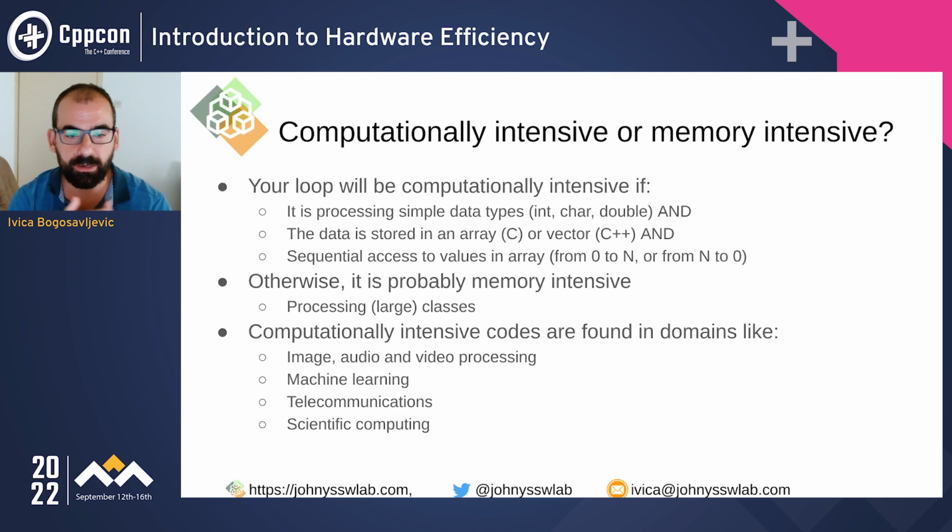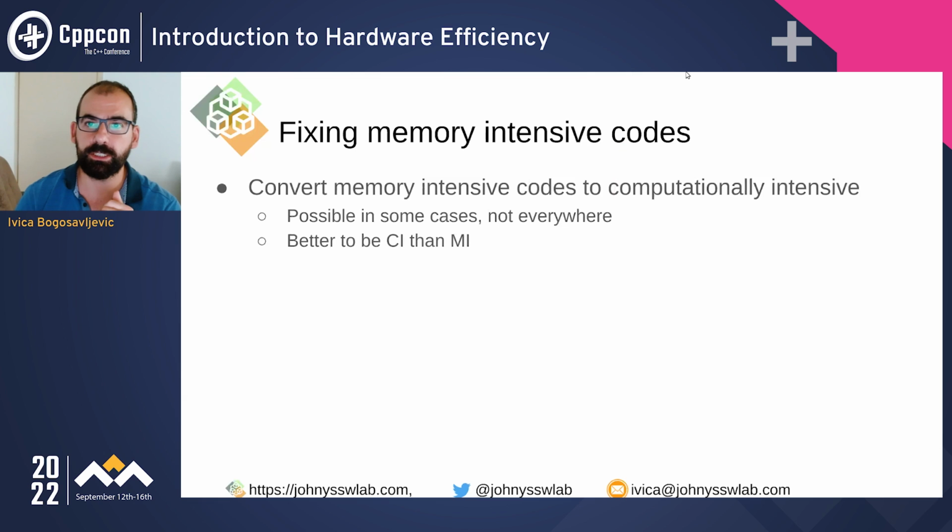Now, computationally intensive codes are not that common when you're actually developing, but the CPU executes them a lot. So many image, audio, and video processing algorithms are computationally intensive because the CPU is working on pixels. In machine learning, you have many computationally intensive codes because machine learning uses linear algebra, which internally uses matrices, which are essentially arrays, and it goes through arrays sequentially, so most of those algorithms are actually computationally intensive. You also have in telecommunications many algorithms that are computationally intensive, notably fast Fourier transformation, and in scientific computing, you have many computationally intensive codes.